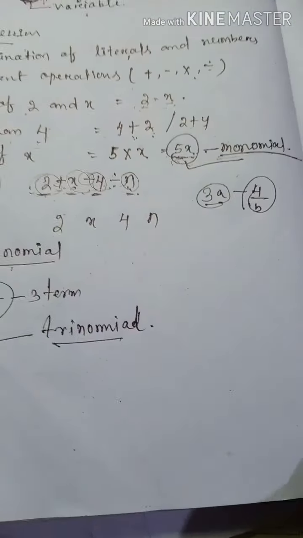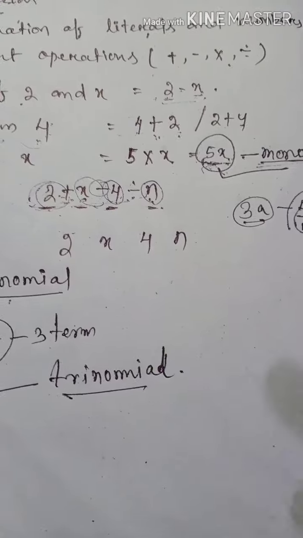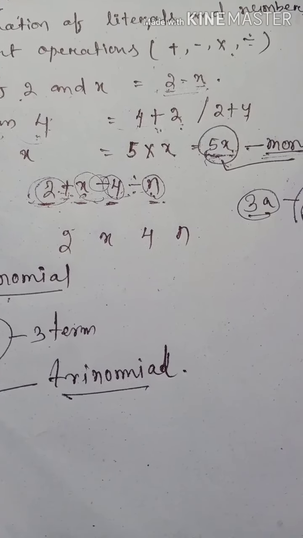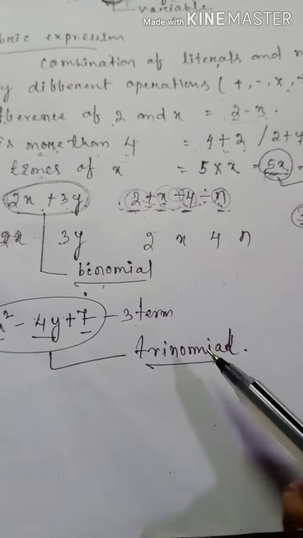Okay, this is trinomial. This is binomial. This is monomial. Clear? Next is polynomial. Polynomial means if more than one term is present, then that is known as a polynomial. Suppose we give examples like multinomial. Multinomial means polynomial. Means what? If an algebraic expression has 2 or more terms, it is called a multinomial. Two or more terms means trinomial is also a multinomial.